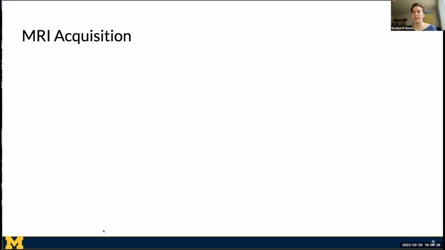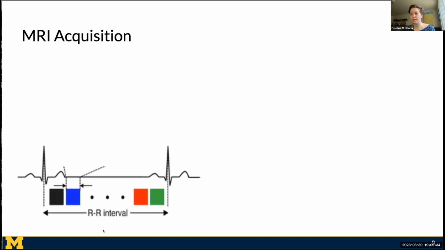Okay, so for the MRI acquisition part of it, one thing to note is, this up here is our ECG that we looked at before, and these tall spikes are R waves. And so an RR interval is the distance between these two R waves of the heart electric signal. And so you can have these different colors that correspond to the different cardiac phases.